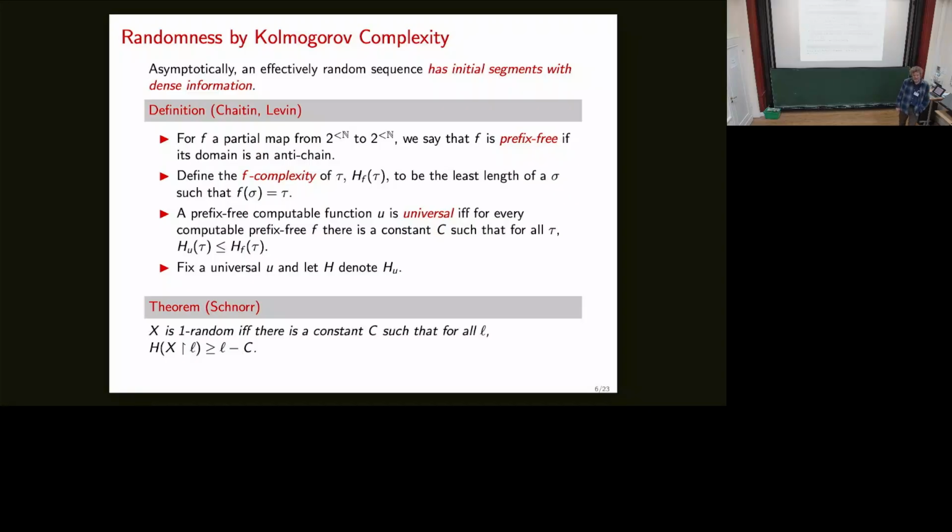Wait, what is this H down here, H_U? Yeah, let H denote H_U. Oh, okay. So you fix one, because the additive constant gets absorbed in the theorem anyway.